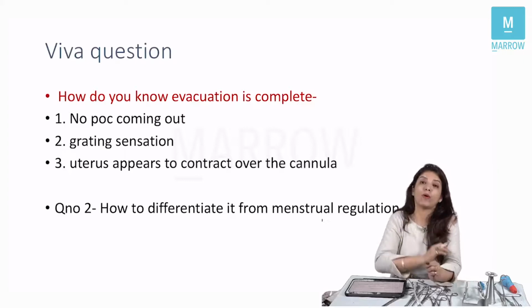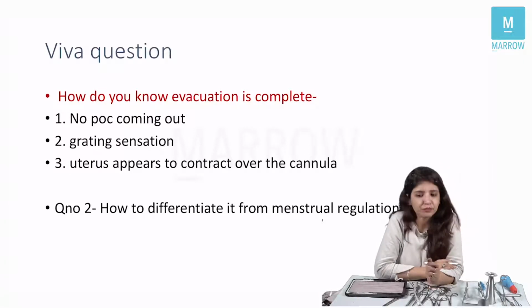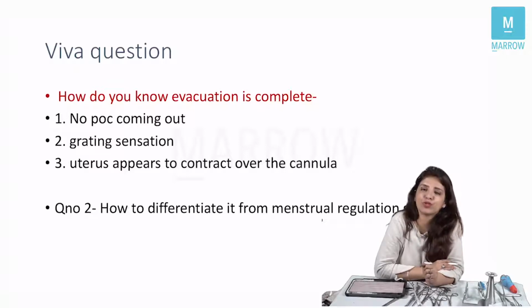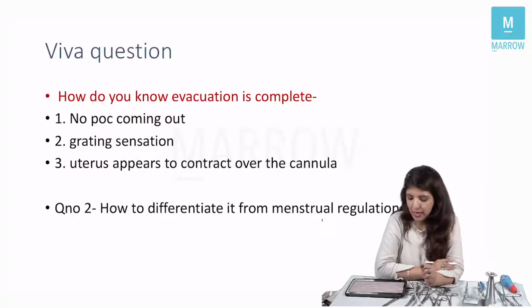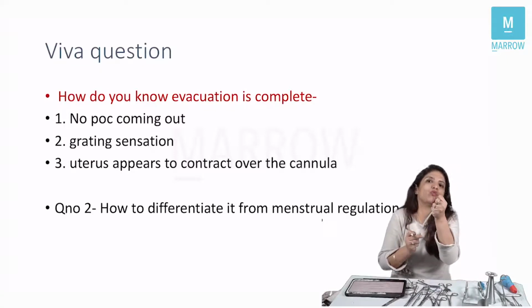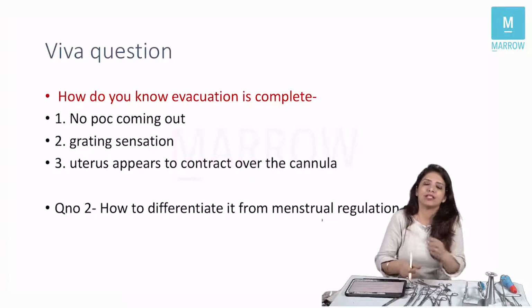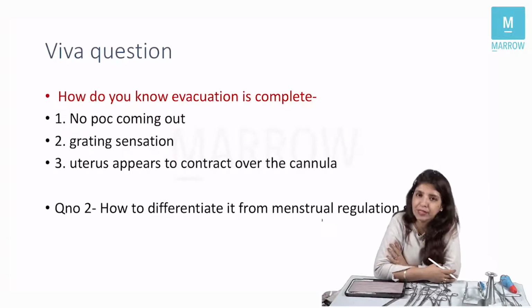Then, another very important viva question is, how do you know that evacuation is complete? See, there are three things which you have to tell the examiner for the answer to this question. Number one, I'm going to know that the process of evacuation is complete when no product of conception comes out, right? Number two, when you get a grating sensation. And number three, the uterus is going to contract over the cannula. So these are the three things by which you come to know that the suction evacuation is complete.